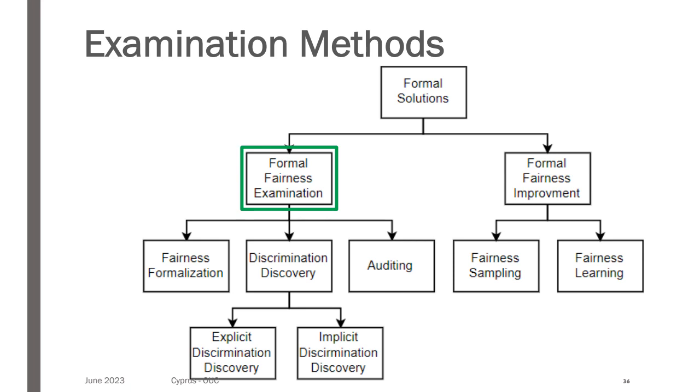First of all, we would like to be able to identify biases, the existence of biases, the existence of discrimination. For that, we use formal fairness examination methods, which have several aspects: the formalization, the discovery of discrimination, and auditing. Or we can have mitigation methods. Assuming that we identified some unfairness or some discrimination, we need to be able to deal with it.